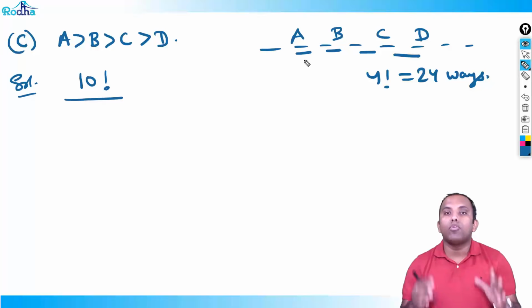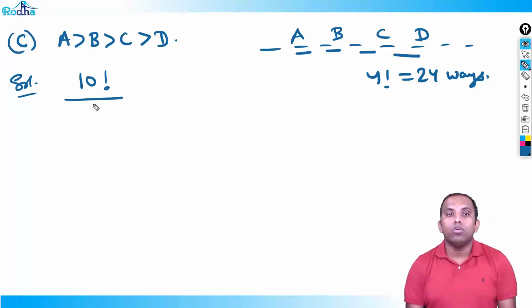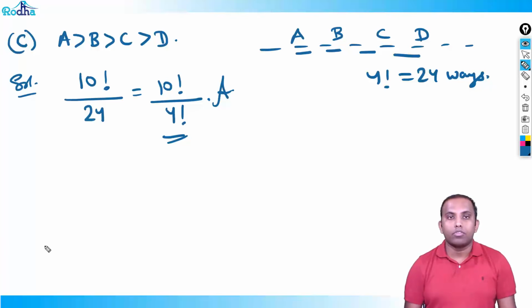So on every group of 4 ranks, if I shuffle A, B, C, D, they can be shuffled in 24 ways. But out of every 24 ways, I want only one way, right? So out of 10 factorial, out of every 24, I want 1. So out of 10 factorial, how much do I want? 10 factorial by 24. That is 10 factorial by 4 factorial. This is the answer for this question, right?